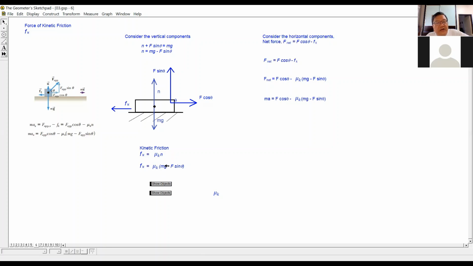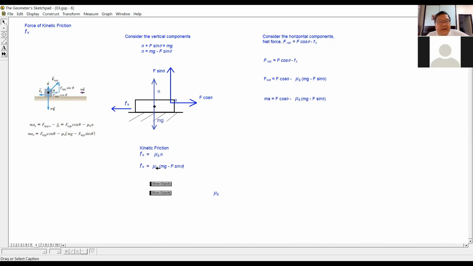And the normal reaction we have found out earlier here: the normal reaction is mg minus F sine theta. So I substitute it inside here. The frictional force is the coefficient of friction, more precisely the coefficient of kinetic friction, multiplied by the normal reaction, which is mg minus F sine theta.